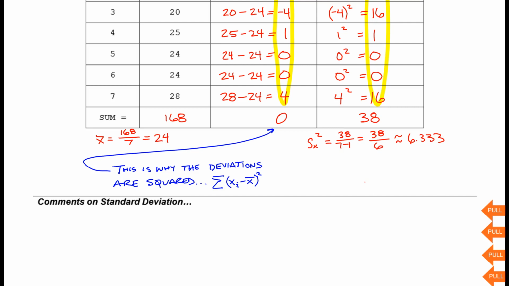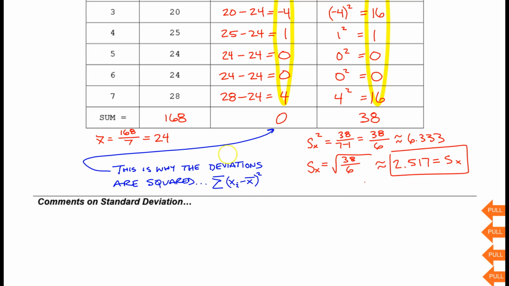So the variance of this distribution is about 6.333. What does that mean about our standard deviation? Well, our standard deviation is going to be the square root of the variance, and that's about 2.517. So congratulations, folks. You just did your first standard deviation calculation. Tedious to do by hand, not so tedious to use a calculator.